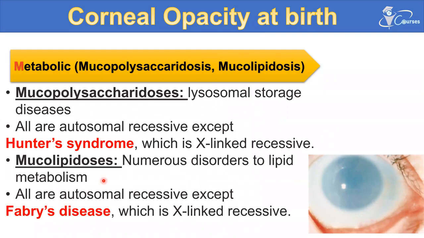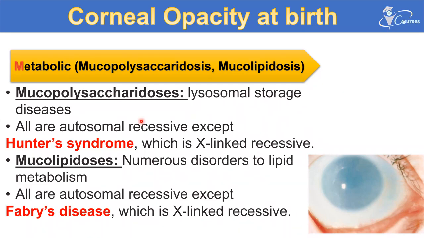It will be the metabolic causes or the metabolic reasons for corneal opacification. It will be the mucopolysaccharidosis and the mucolipidosis. So what are the mucopolysaccharidosis and the mucolipidosis? Those are a group of metabolic diseases characterized by enzymatic deficiency. So these enzymes are important for production or for metabolism of certain mucopolysaccharides and mucolipids. Mucopolysaccharidoses are sometimes referred to as lysosomal storage diseases.